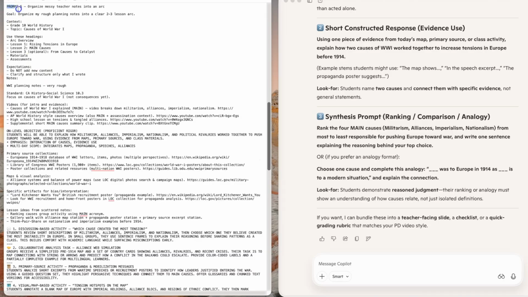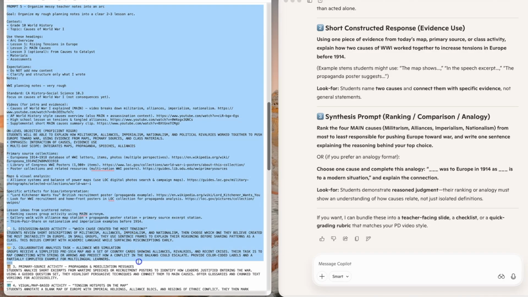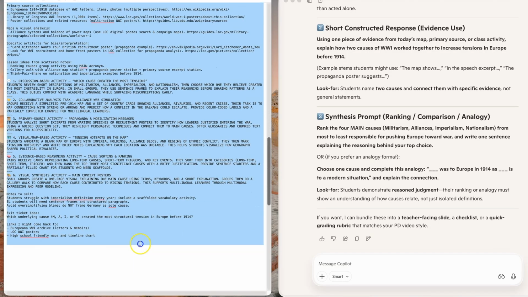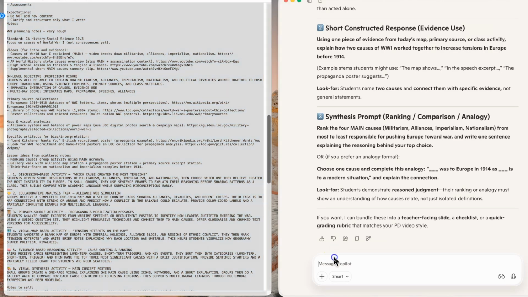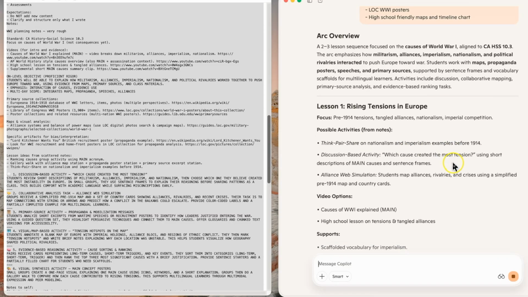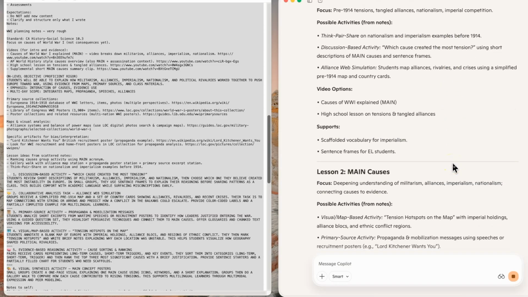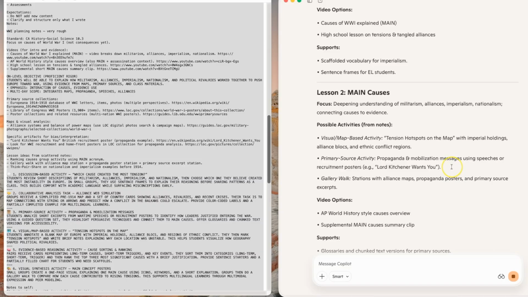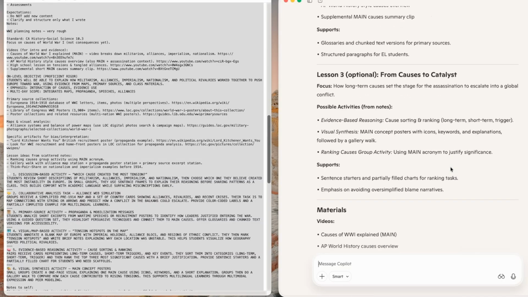This is where Copilot becomes especially useful. I'm pasting in my real planning notes, links, videos, primary sources, reminders, and half-formed ideas. They're intentionally messy. Copilot organizes what I already wrote into a clear arc without adding new content. The thinking stays mine. The structure becomes clearer.